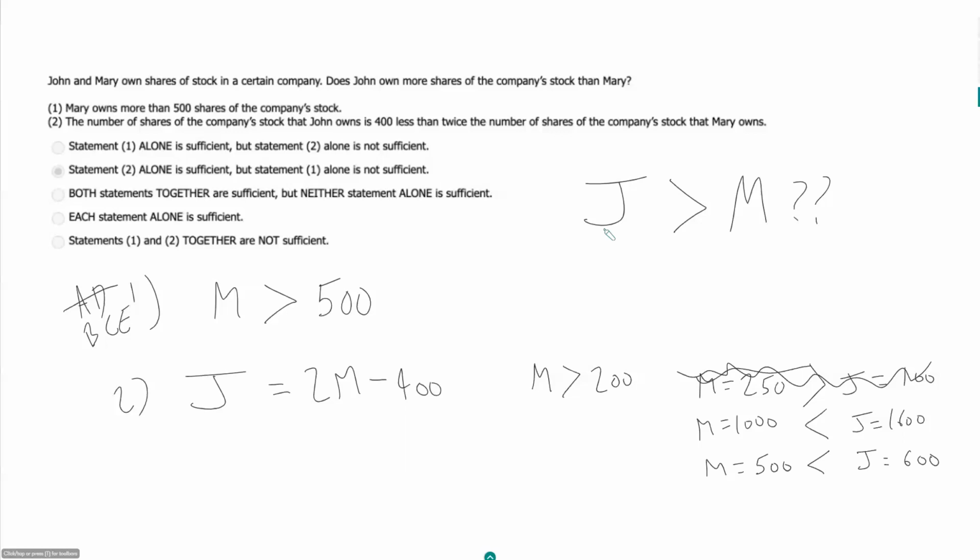What about 550? 550 times 2 would be 1,100 minus 400, so John would equal 700. So it looks like as you go up, the spread by which John owns more stock than Mary just keeps going up. So together, it looks like it will be sufficient.